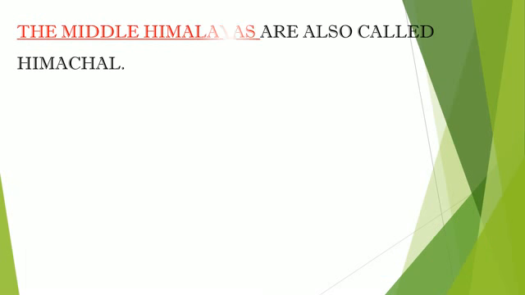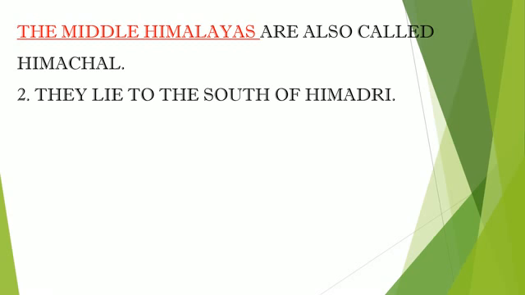Now we are going to study the second range, which is called the Middle Himalayas. This range is also called Himachal. Do not confuse it with the state of Himachal Pradesh. That is different. This range is also called Himachal. It lies to the south of Himadri, as I showed you in the map earlier. It lies below the Greater Himalayas.